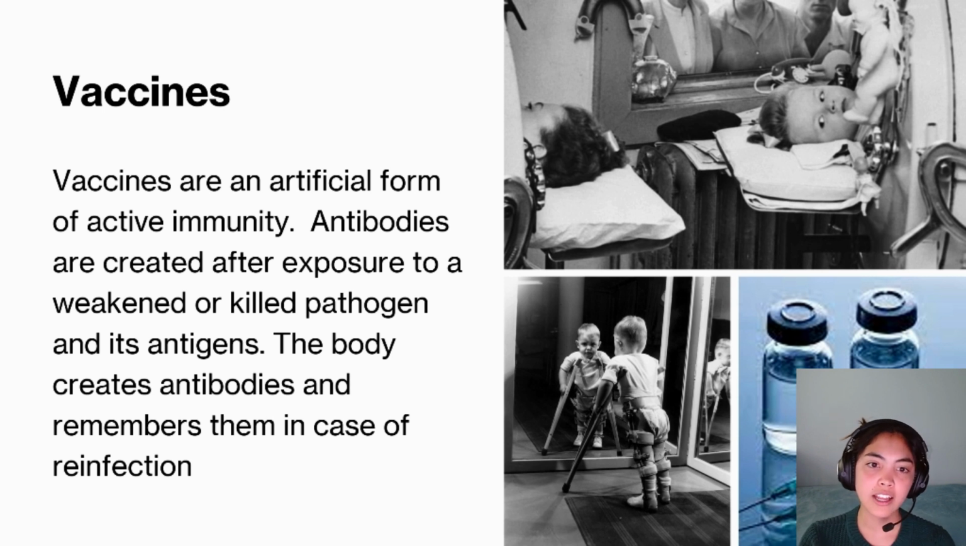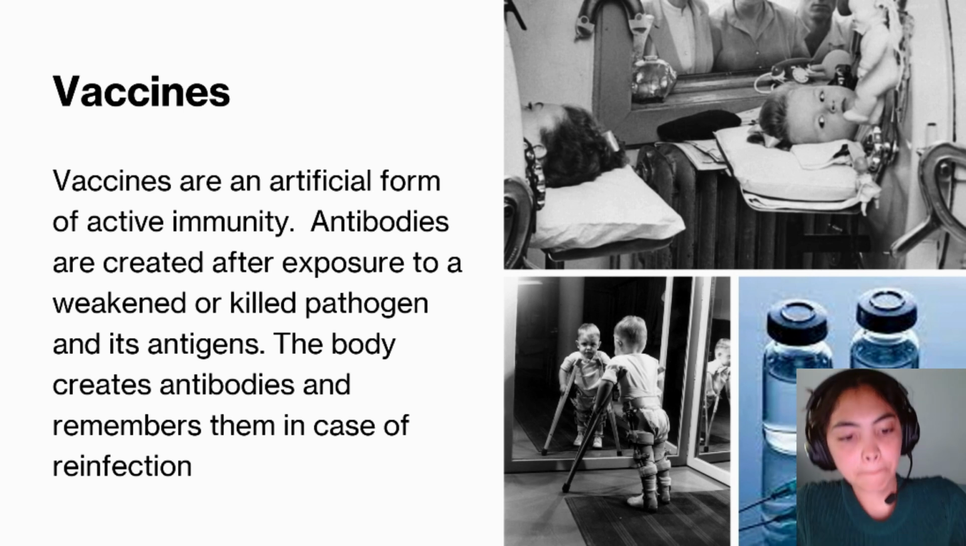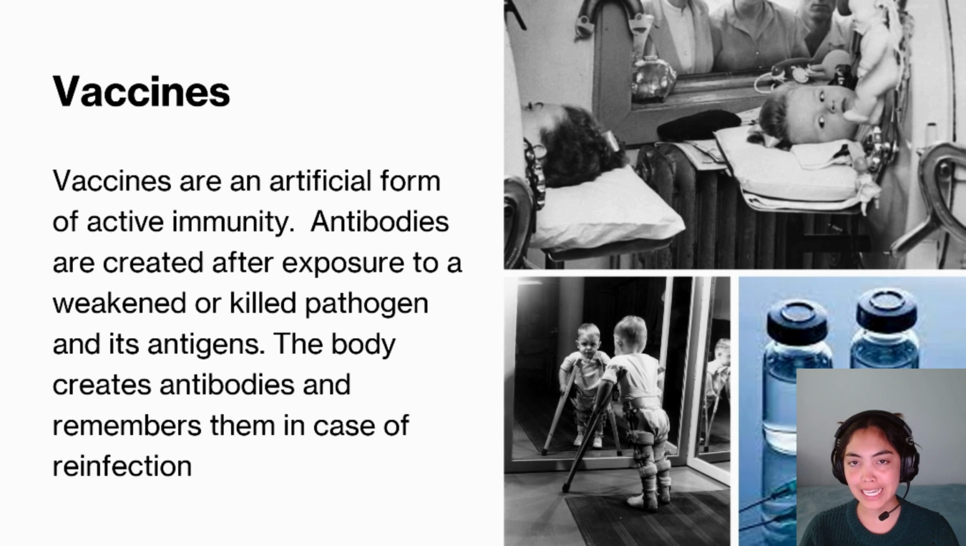Vaccines, of course, are an artificial form of active immunity, and they do stimulate antibodies being created due to an exposure to a weakened or killed pathogen and its antigens. So the body is then able to create antibodies and is able to then remember them if you do get a reinfection or actually get properly exposed to the virus or pathogen or whatever it is you got the vaccine against. So, of course, we know vaccines have been a very hot topic when it came to COVID-19, and it still is in other pathogens and things that, as being something that people that don't really want to have.